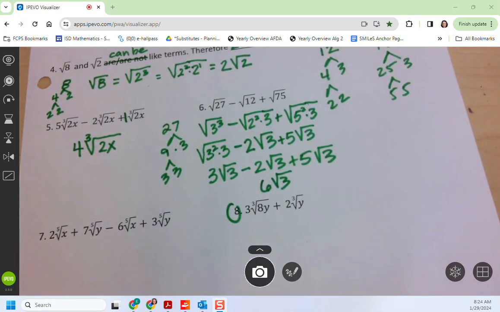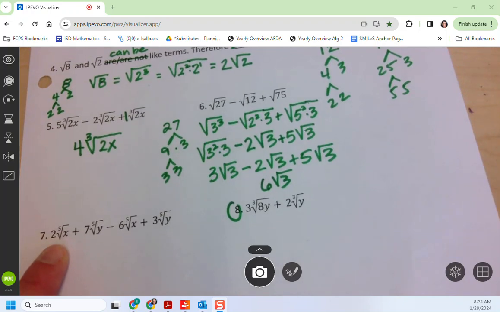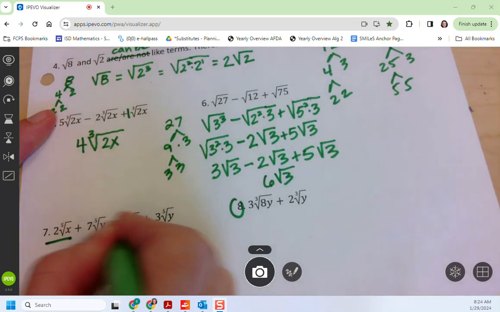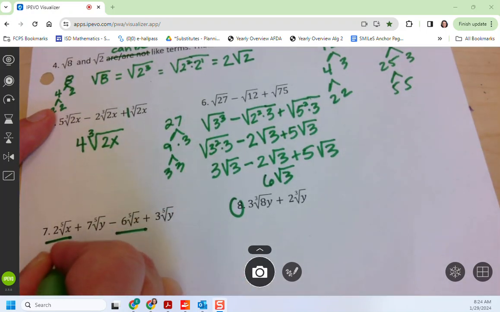All right, number 7. Do they have the same index? The index is the 5, right? They all have 5. Do they have the same radicand? Not all of them, right? But you say kind of, because some of them do. So we'll combine the ones that we can. What can I combine with 2 fifth root of x? The negative 6 fifth root of x, right? So I'm going to combine this one with this one to get negative 4 fifth root of x.